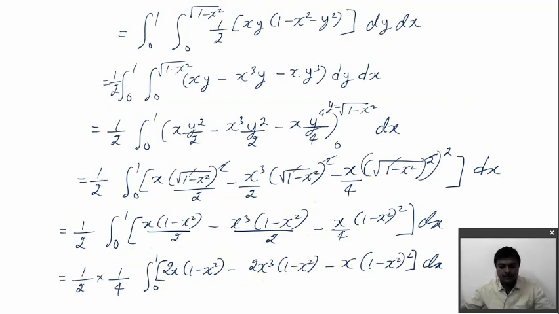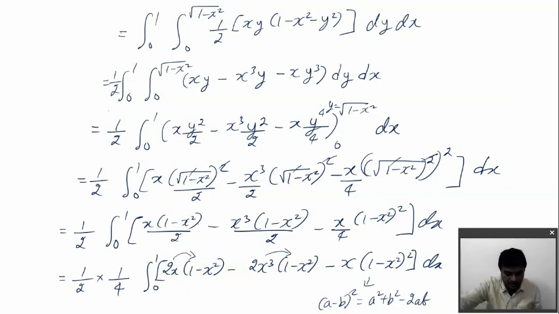So next simplification students, I'm going to take the square root of a minus b the whole square, I will simplify, and this 2x I will bring inside. Here I am going to apply (a minus b) the whole square, which is equal to a square plus b square minus 2ab. This formula I am going to use. So these three things I will do in the next step.